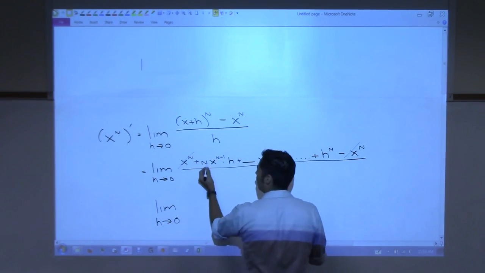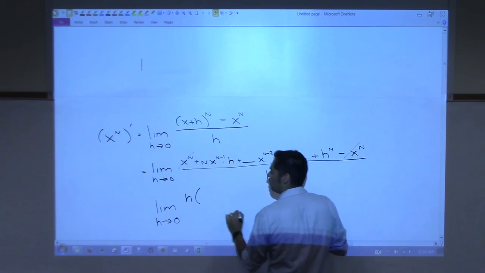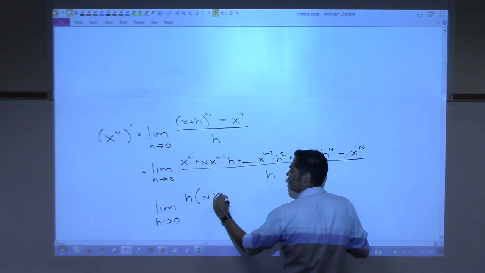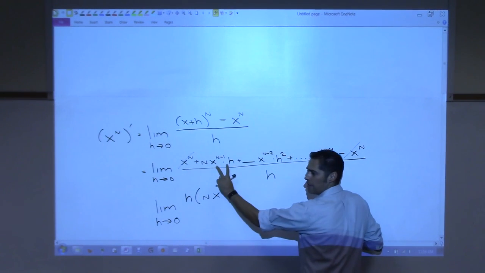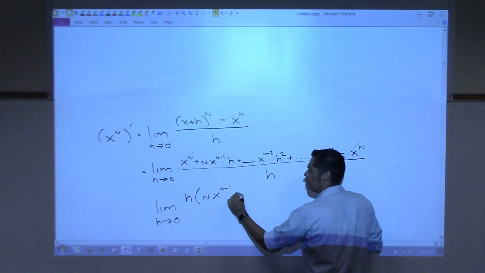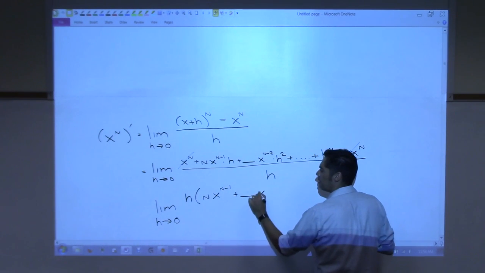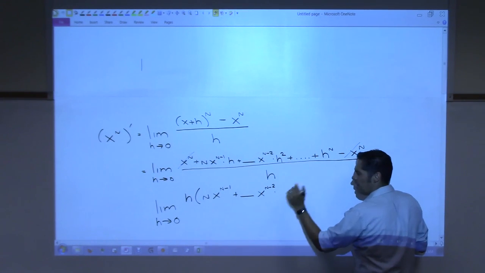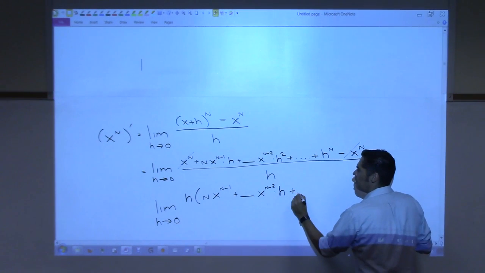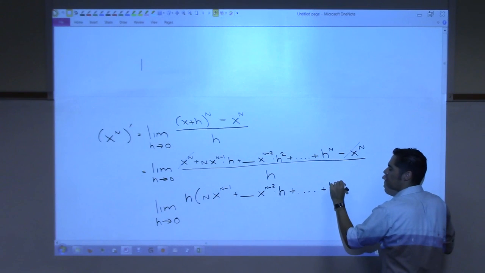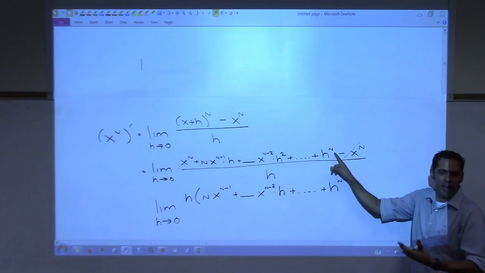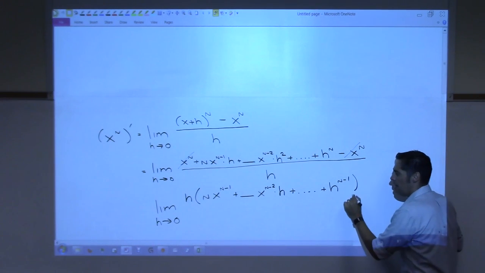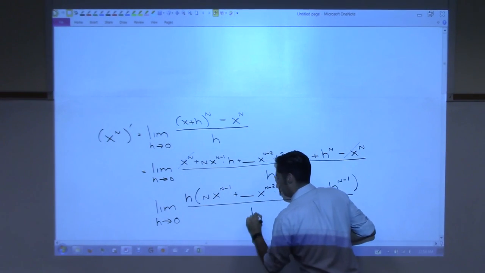So if I pull one h out, my new numerator will be an h and then what? n x to the n minus 1, right? That's this, with an h pulled out. Plus something in front of x to the n minus 2 times just an h, right? Plus dot, dot, dot. This last one will be h to the n minus 1, because if that was a 10, now it's a 9. If that was 100, it's now 99. And that's what I factored out, all over h, right? These cancel.